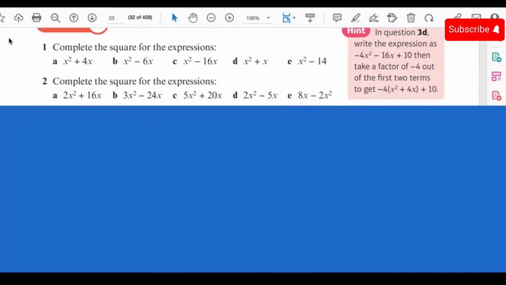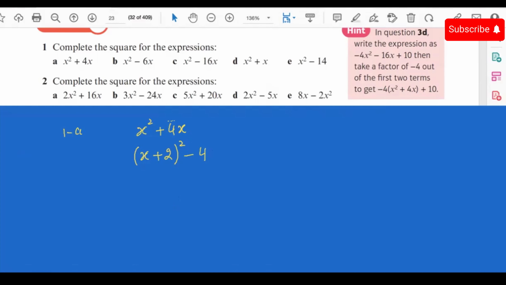For example, we have our first question, which is 1a, and it is x square plus 4x. Now you can see we have two terms in this algebraic expression, the x square term and the 4x term. So here we can very easily convert it into a square. That must be x plus half of the number with the x, which is 4, that will be 2. So x plus 2 square minus 2 square, which is 4.